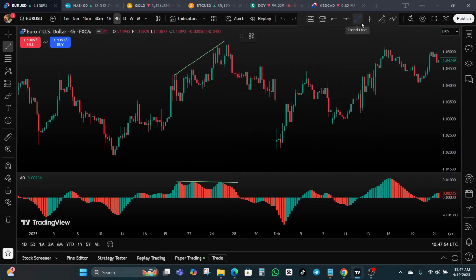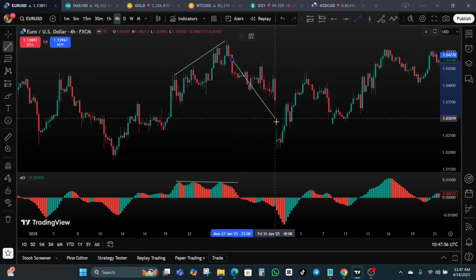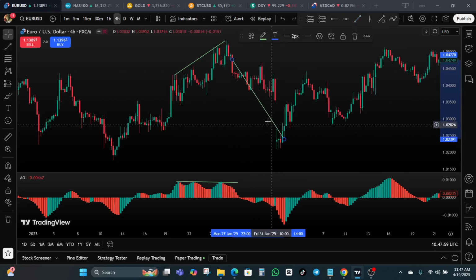In such a scenario, you will likely have a bearish reversal. The price will likely come down. So that is what happened here. This is a regular divergence.